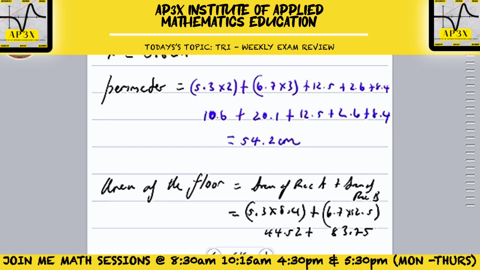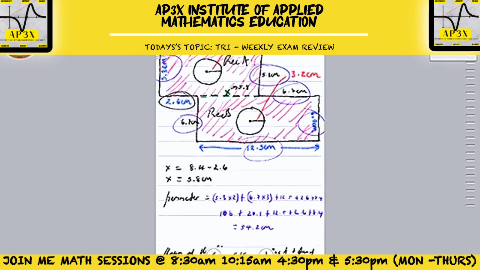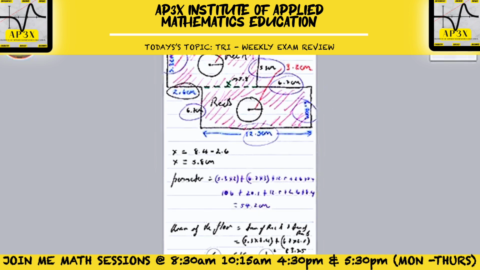So we just add back that 44.52. You're going to find that we get an area here of 128.27 squared centimeters. All right. Fantastic. Easy question there. And then finally, as we bring into the end of this video, we have to find the area of the shaded portion.